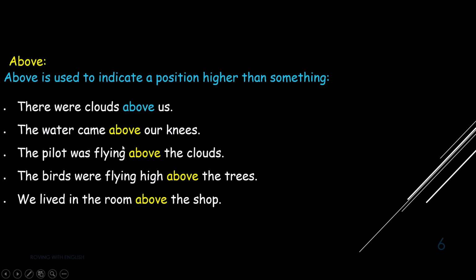Next is above. Above is used to indicate a position higher than something. Like, there were clouds above us. The water came above our knees. The pilot was flying above the clouds. The birds were flying high above the trees. We lived in the room above the shop.